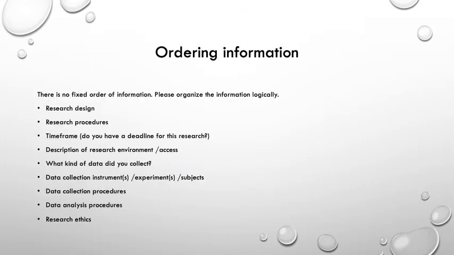After you write the general information of your research in the first sentence or sentences, then your method section needs to provide other details. So all these elements can be written in any order, because there is no fixed order of information, as long as you organize the information logically so that they are easy for the readers to read.